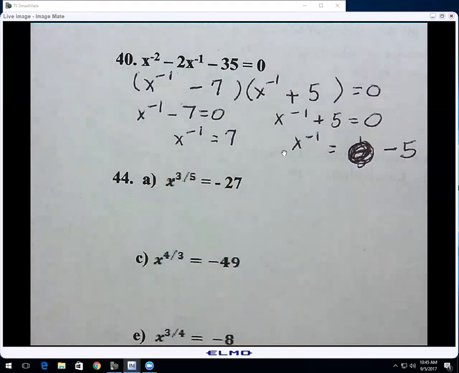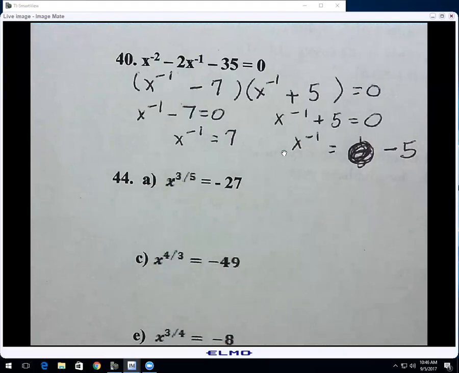What R word pops in your head when you see a negative exponent? Reciprocal. So when I see x to the -1 equals 7, I think, what this means is some number, if you flip it, you get 7. What number, if you flip it, do you get 7? The reciprocal means flip it. So it'd be 1 over.